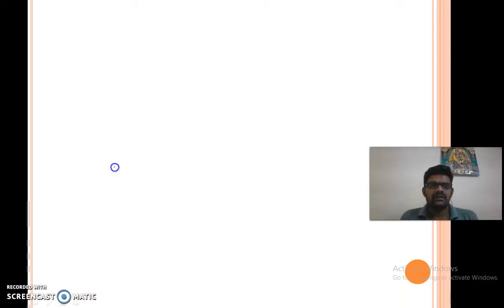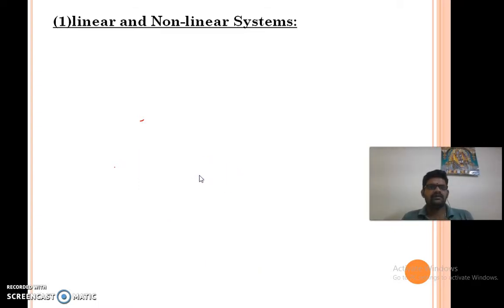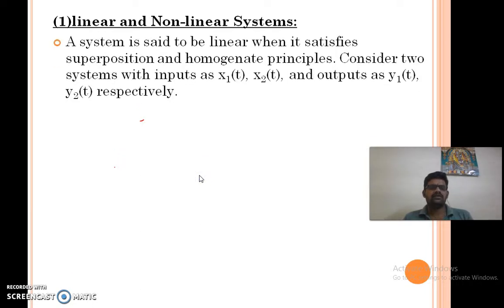Let us take the first category, linear and non-linear systems. A system is said to be linear if it satisfies the principle of homogeneity and superposition. What is meant by homogeneity? If a system takes input x1 and produces output y1, then if you give a scaled input a x1, the system has to produce scaled output a y1. That is called homogeneity. Superposition: if you give multiple inputs, it has to produce multiple outputs.